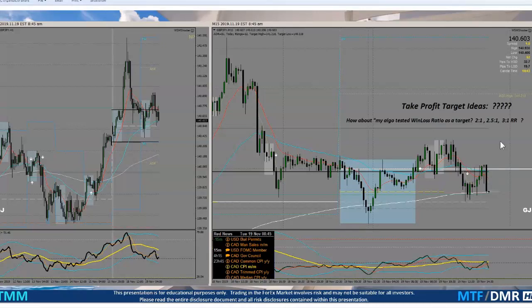And I got no one typing this one in. Mike was close on the time thing. But take profit target ideas. How about my algo tested win-loss ratio as a target?